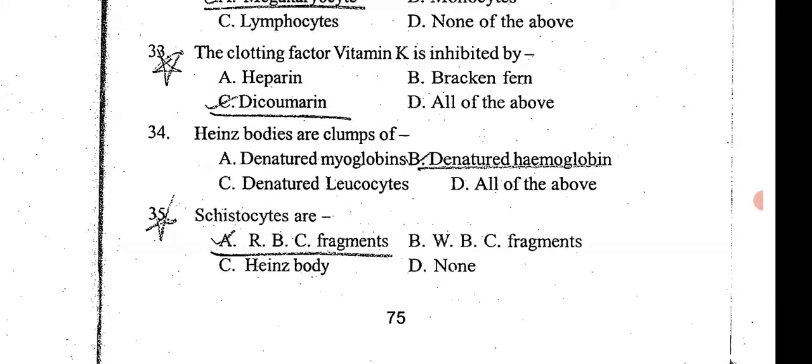Heinz bodies are clumps of denatured hemoglobin. If the red blood cell has denatured hemoglobin, then it will be the Heinz body, and if the red blood cell has the remnant of a nucleus, then it will be the Howell-Jolly body, and if the red blood cell is fragmented, then it will be the schistocyte.